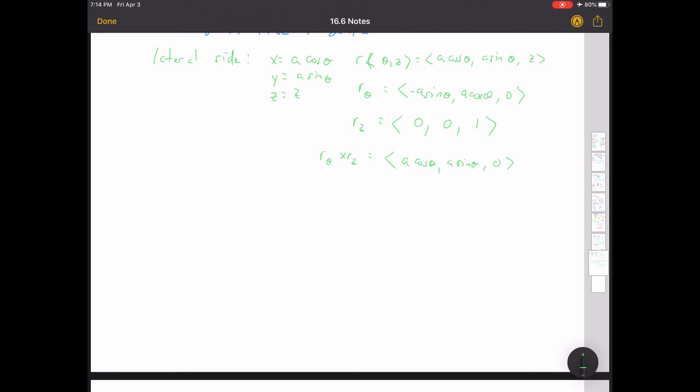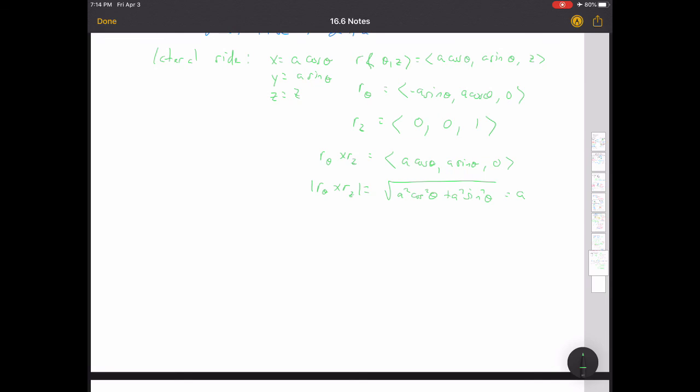Okay, so now we need to take the magnitude. So it's going to be the square root of a squared cosine squared theta plus a squared sine squared theta plus 0. So really that's just going to be, if I factor the a's out, a times the square root of cosine squared plus sine squared, but that's 1. So it's just going to be a.